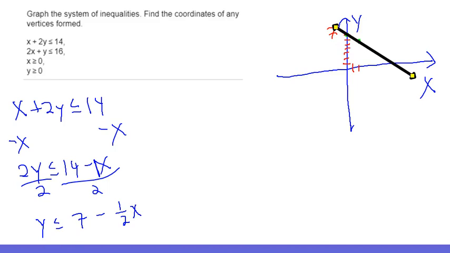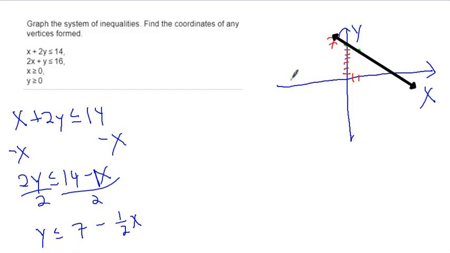And let's make a mental note. I forgot to really do this on the last example. But mental note, which direction do I want to shade relative to this line? I want to shade below this line because we have a less than there. We want a region that will be below this line. So keep that in mind.